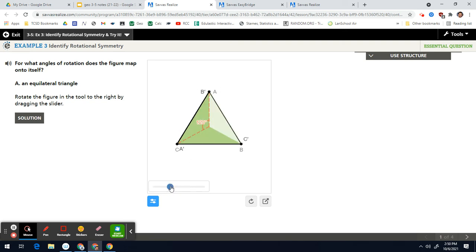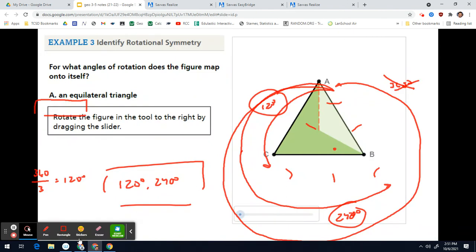So A prime's down here. And then if I go to 240, there we go. A is down here now, maps on itself. And then 360 it finishes, right? Back to where it began. So that's why it has 120 and 240 symmetry. So you take that 360, which is the total rotation to get back to the beginning, and divide by the number of angles or sides, whatever you want to do. That's if it's regular.